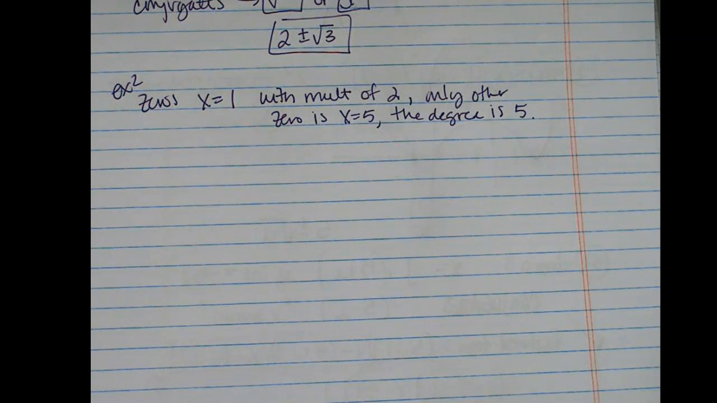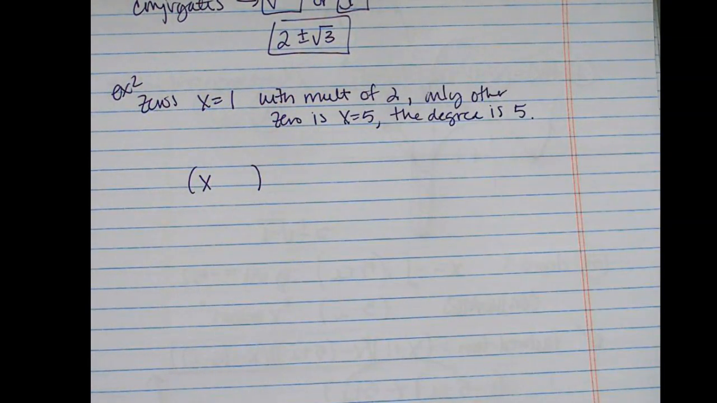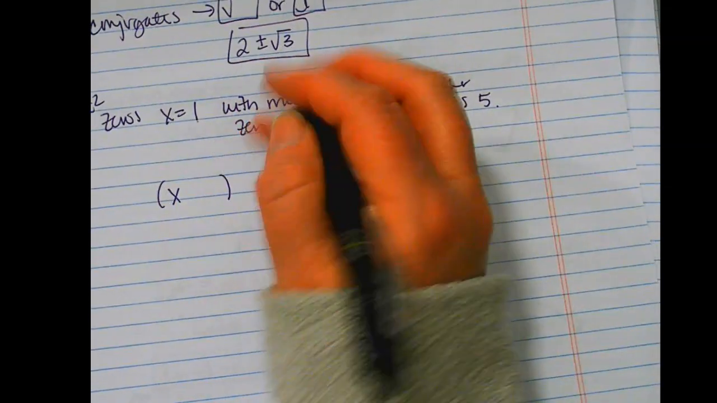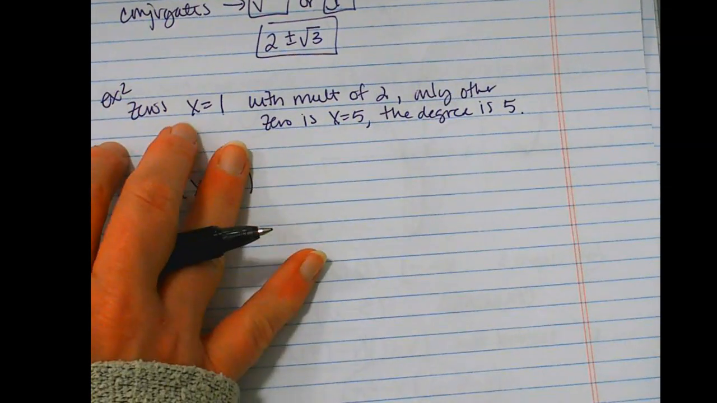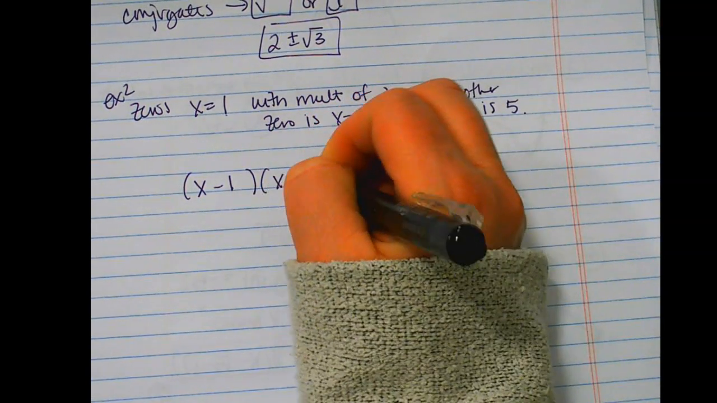So what are the two zeros? How do I write those as factors for this one? x minus 1. And then the other one is x minus 5.